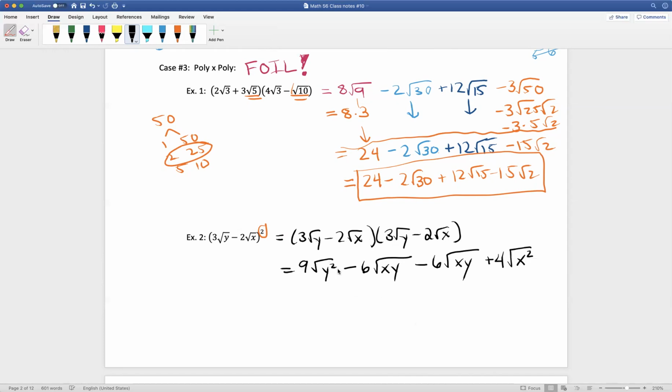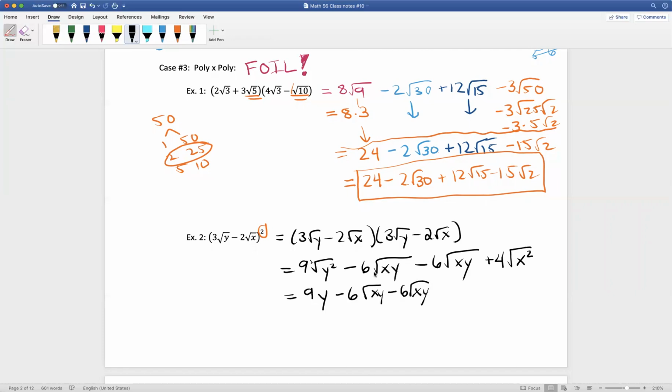So let's see what terms in here we can simplify. Can we simplify the square root of y squared? Sure. Remember, there's a little hidden 2. If the exponent and the index are equal to each other, that means you can simplify it. This is the same thing as saying 9y, because the square root of y squared is y. Then minus 6 radical xy, minus 6 radical xy.